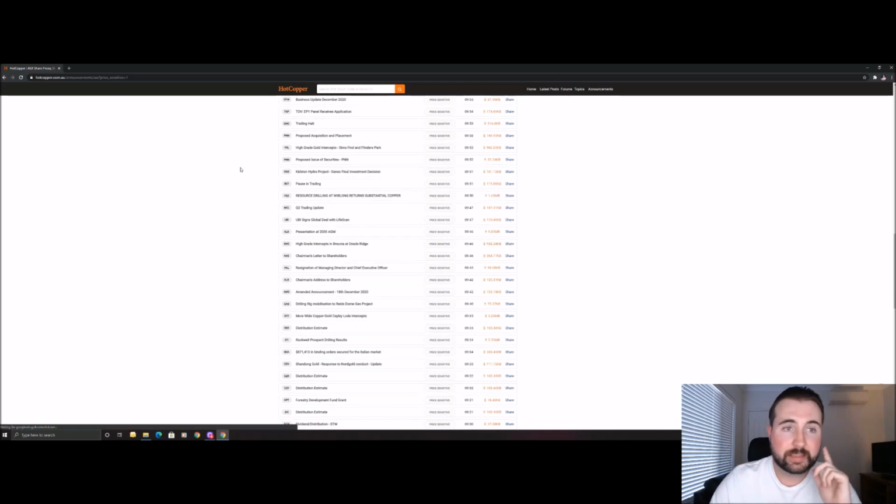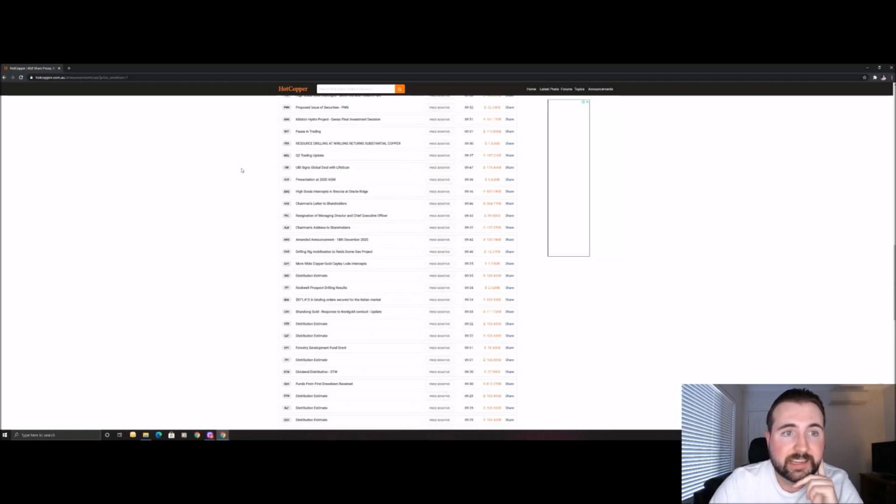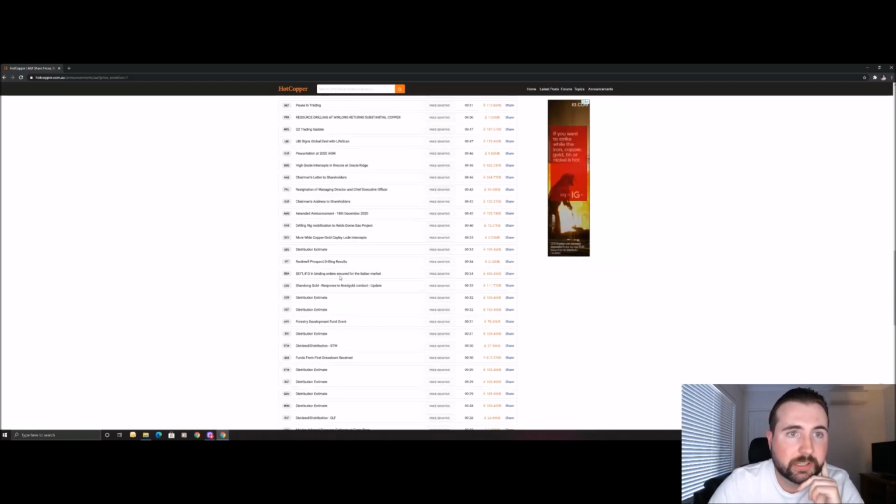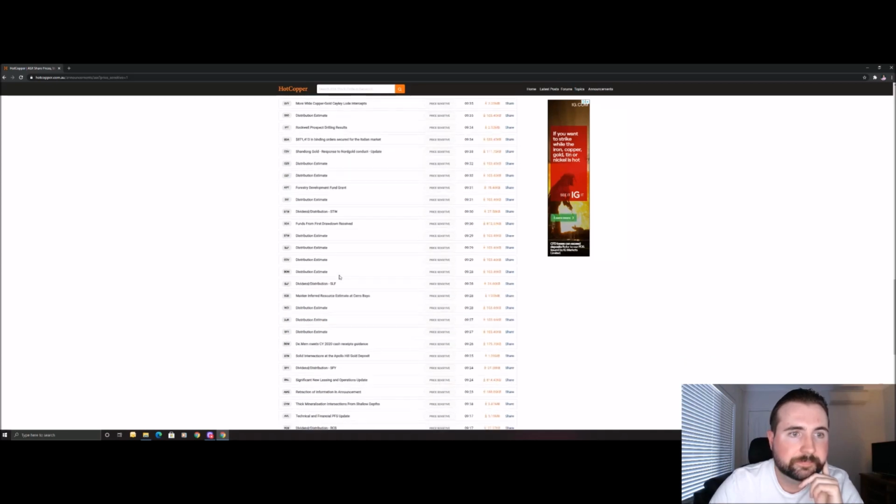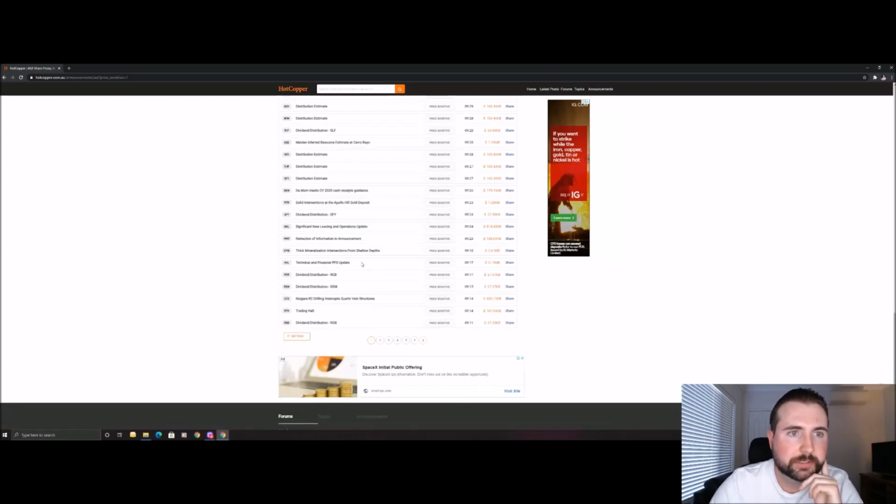Let's keep going. Let's have a look for one more that might take my interest, I suppose. Let's keep going down. Love these distribution estimates. Geez, obviously the day for it. All right. Thick mineralization intersections from shallow depths.